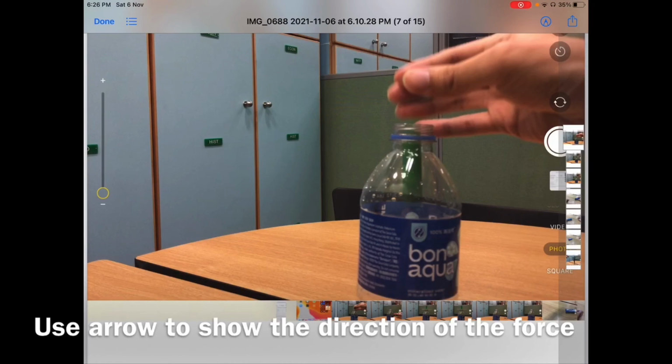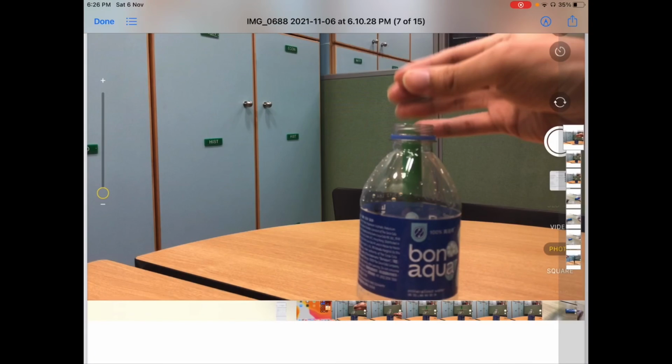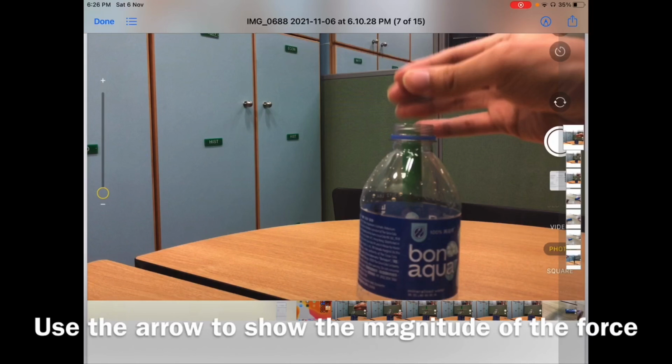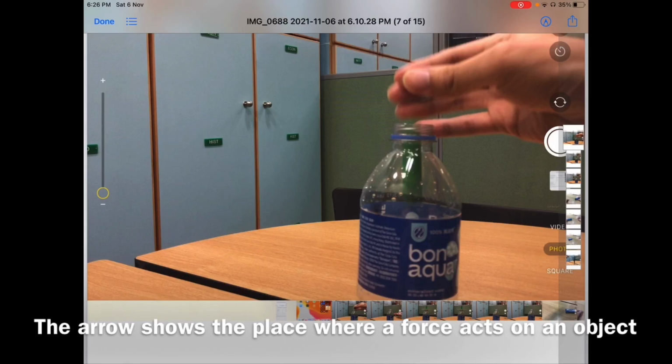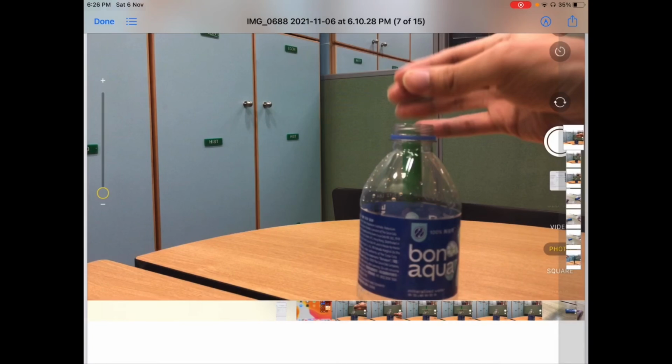And the use of the arrow is, first of all, to show the direction of the force. And secondly, the longer the arrow you draw, the stronger the force is. And third, the arrow should start from the position from which the force starts. And I will illustrate it later.